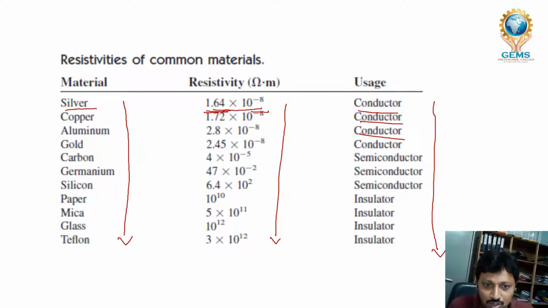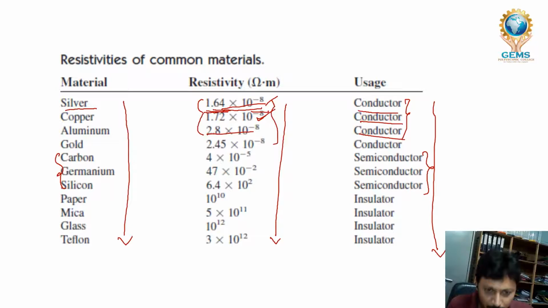This metal's resistivity is very low compared to this, right? And this aluminum resistivity is low compared to copper resistivity. Of course, gold is also a good conductor, right? Then the semiconductors: carbon, germanium, silicon. Their resistivity is higher compared to metals, compared to conductors, right?